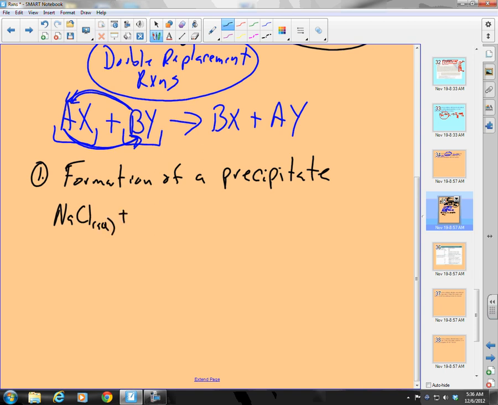And so what that means is I'm going to have something like sodium chloride, aqueous, plus silver nitrate, aqueous. And now notice, when I have a double replacement, I've got a compound made of 2 things and a compound made of 2 things, right? 2 ions.